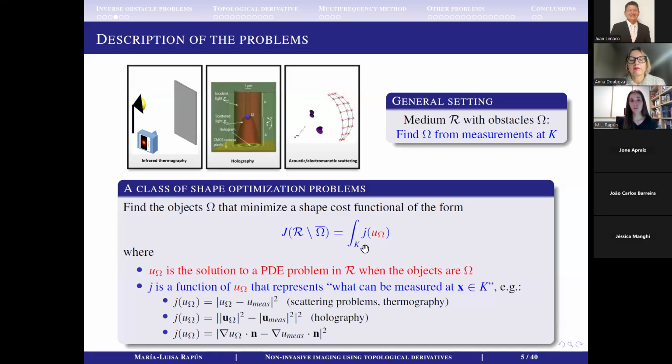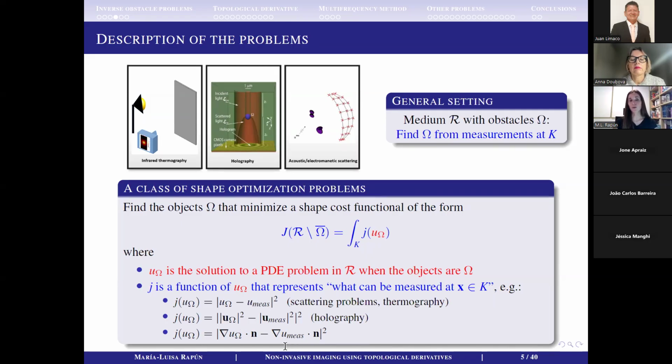Okay, and this function small j is a function that represents what we can measure. This means that, for instance, if we can measure the total wave at the receptors, then we want to minimize the difference between our measured data at the receptors and the solution to the problem where our objects are omega. But in some other situations, this function j is different and depends on what we can measure.